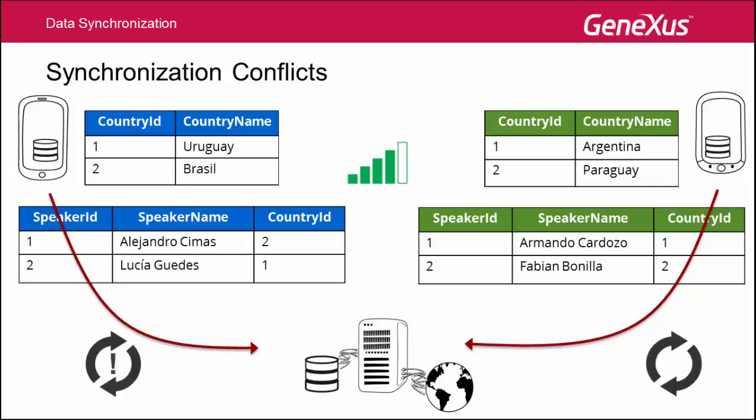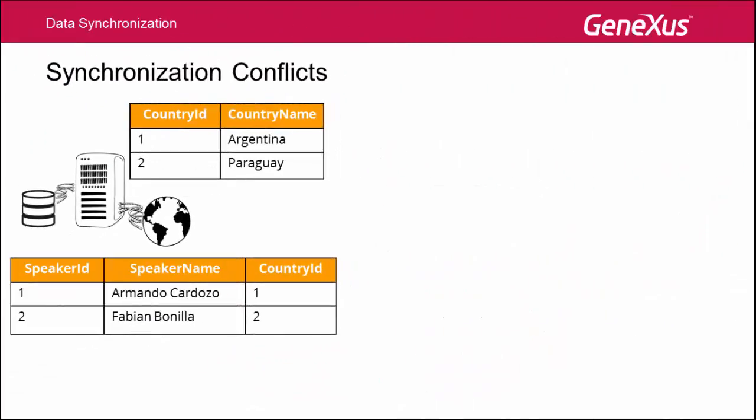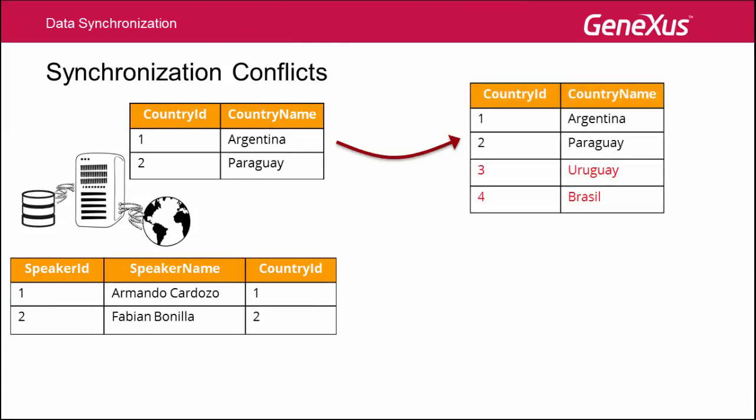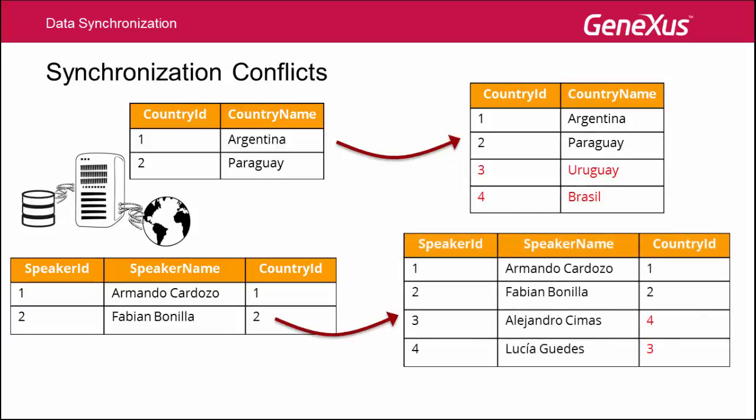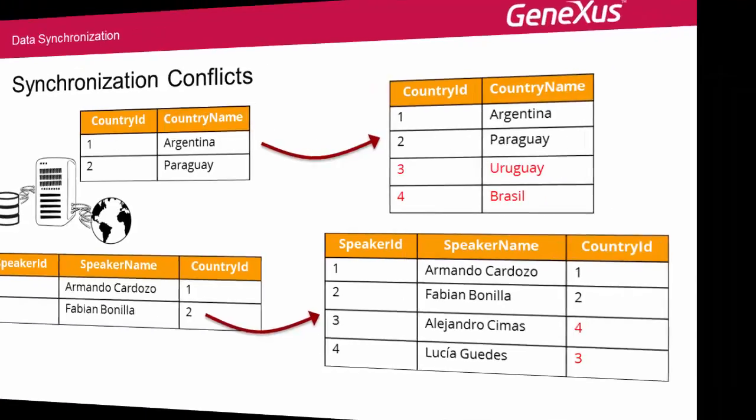How does GeneXus do this? By solving the conflict in the server. GeneXus generates a new key for the repeated countries and updates the data on the server table with this newly generated ID. Next, it updates the Speakers table so that the foreign keys match. Finally, it updates the data on the device so that the correct keys are used in the device as well.